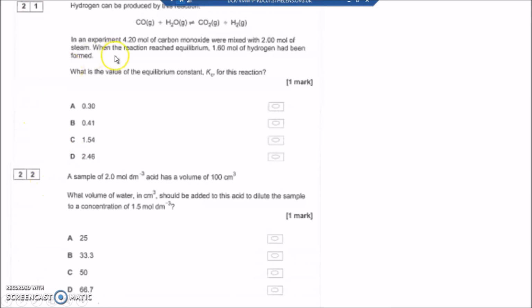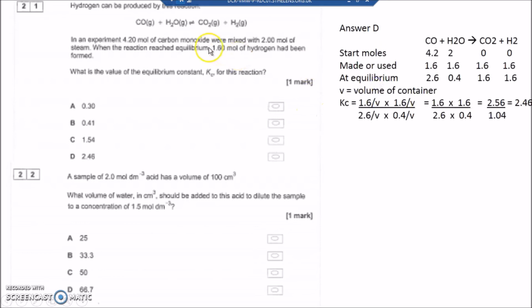Question 21 and 22 both involve calculations, so I'm going to do reveals so I can talk you through the calculations. First of all, in an experiment, 4.2 moles of carbon monoxide, so that's that, were mixed with 2 moles of steam, and then we haven't got any carbon dioxide and any hydrogen at this point. So I've got 4.2 moles of that, 2 moles of water, no carbon dioxide, no hydrogen. Look, it's a reversible reaction, so it can go in the forward direction and the backward direction.